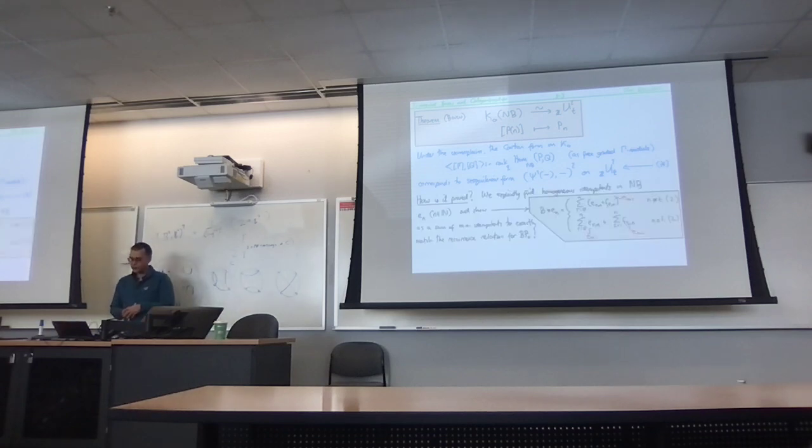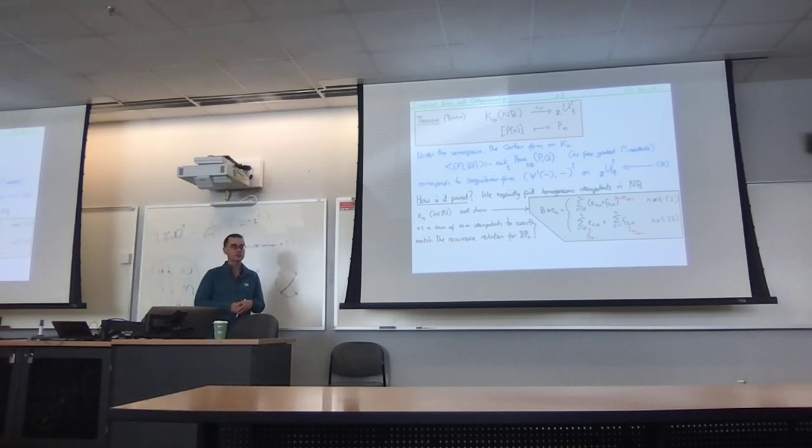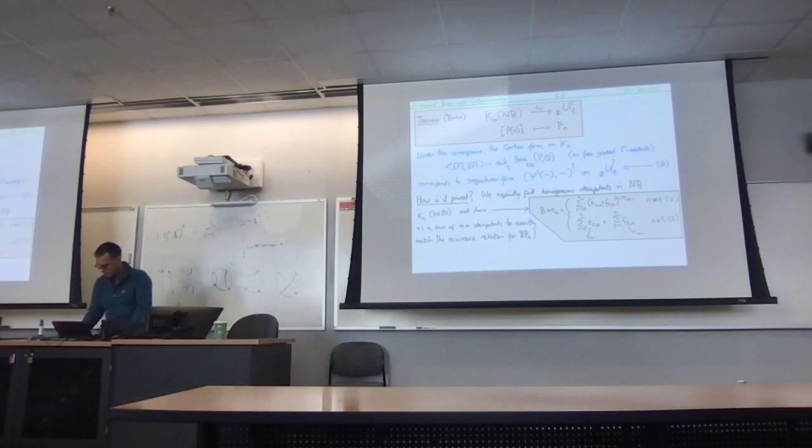So how's the theorem proved? Well, we explicitly write down some homogeneous idempotents in the algebra NB. Some idempotent endomorphisms, and I call them E sub n. So this is going to be an endomorphism of B to the n. I'll show you what it is on the next slide. But we explicitly write down a bunch of homogeneous idempotents.